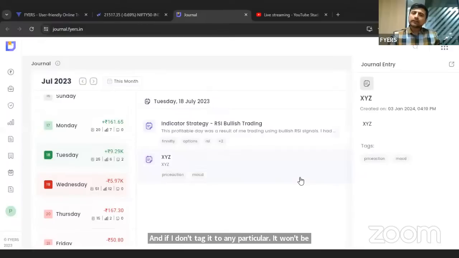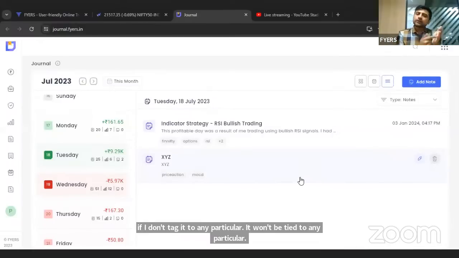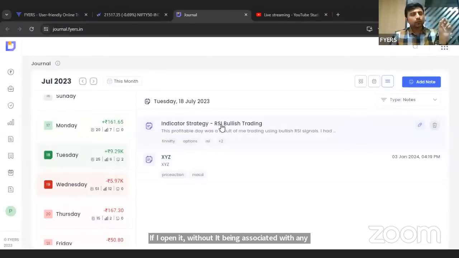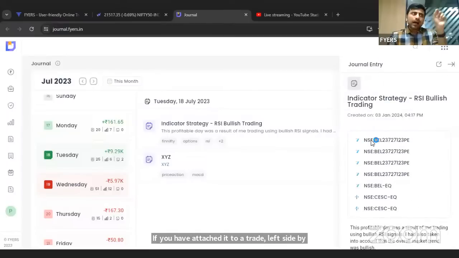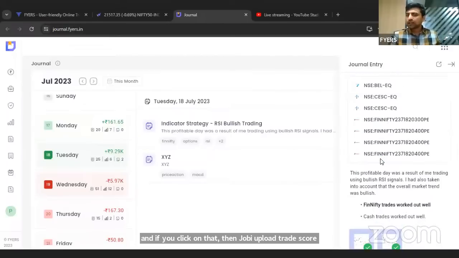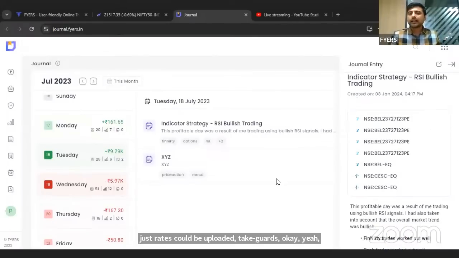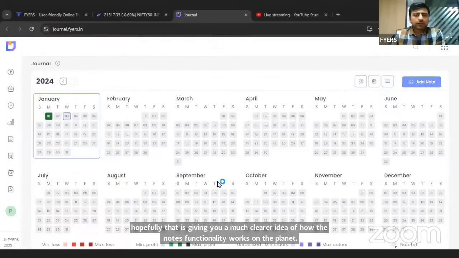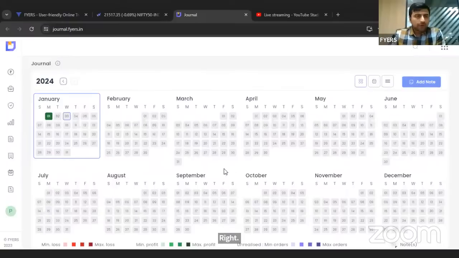If I open it without it being associated with any trade, it will just open like this. If you have attached it to a trade, by ticking on the left side and clicking on that, then whichever trades you have ticked will be reflected here. So hopefully that is giving you a much clearer idea of how the notes functionality works on the platform, right? So what we will do now is explore the journal part a little bit further.